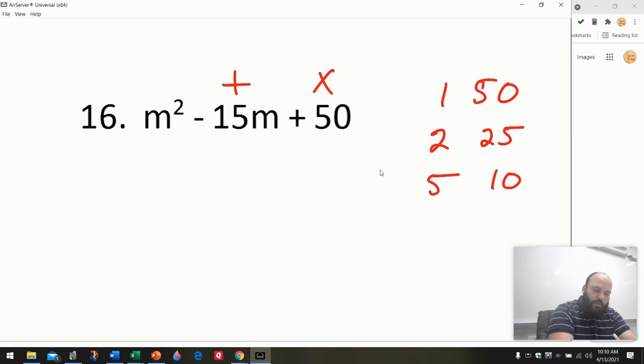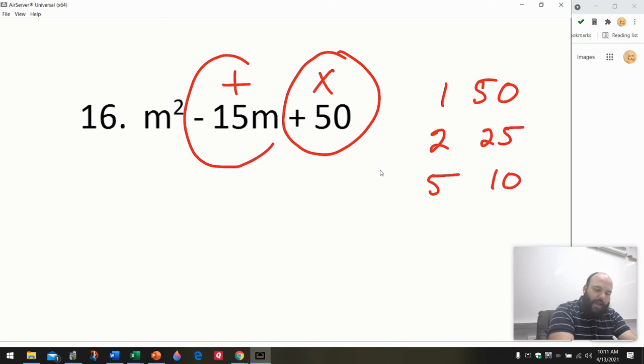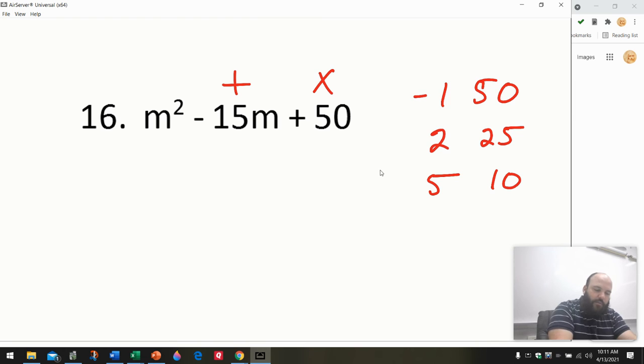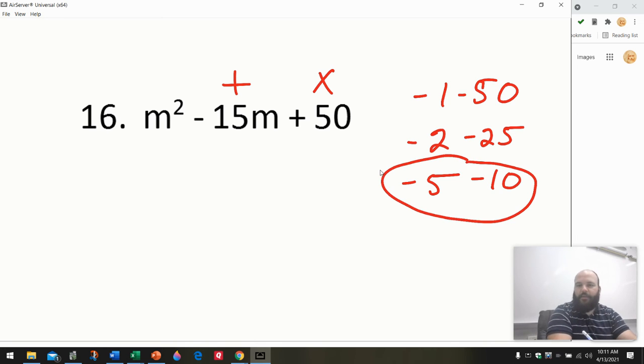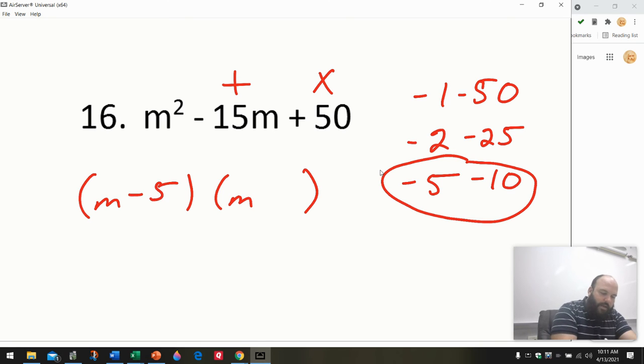Remember, in order to multiply to be positive and add to be negative, they both need to be negative. And so now we're looking for the pair that adds up to be negative 15. And that will be these two right there. So negative 5 and negative 10 will give me negative 15 when you add them together. So we will write our parentheses. We will put our variable at the beginning. And then we will write in our negative 5 and negative 10. And we're done. It's fully factored.